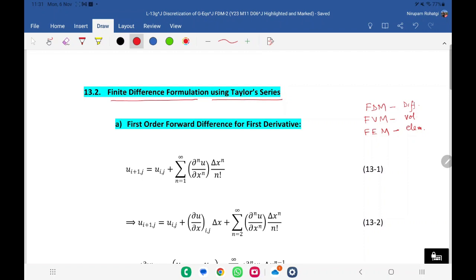Now the first formulation we are doing here is called first order forward difference first derivative. We'll talk about how these names come. Slowly it will become clear to you. But in this formulation, we are basically trying to convert the first derivative into an algebraic equation. So that is called the first derivative.